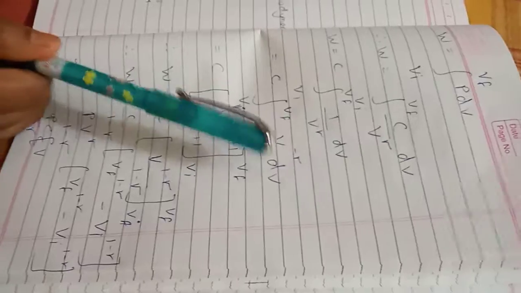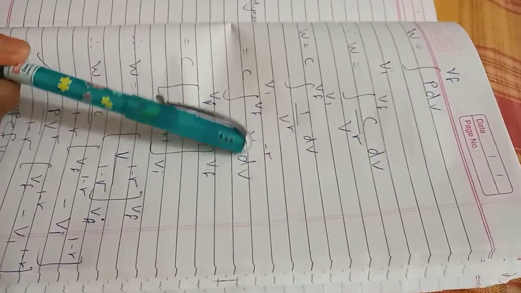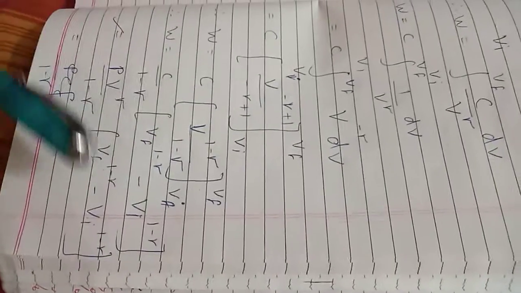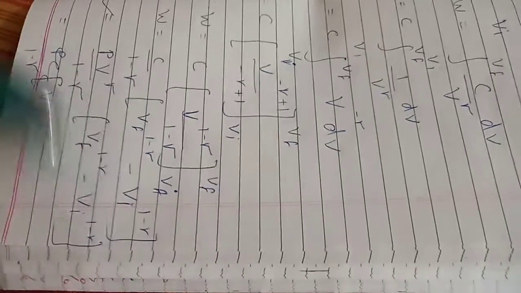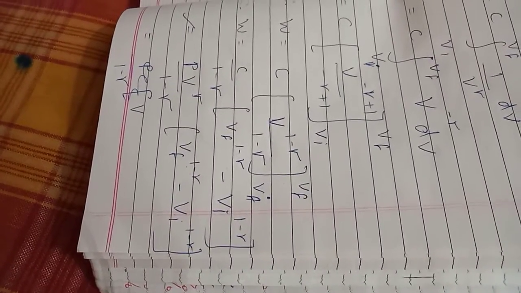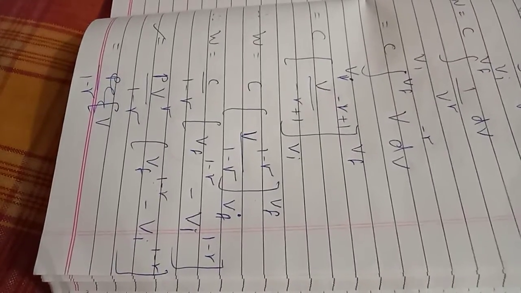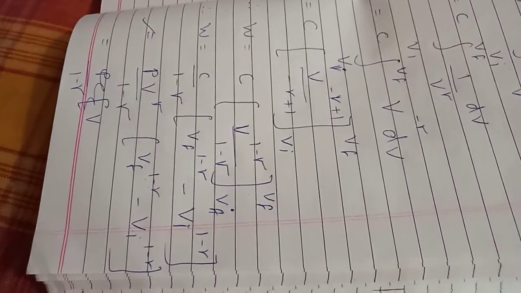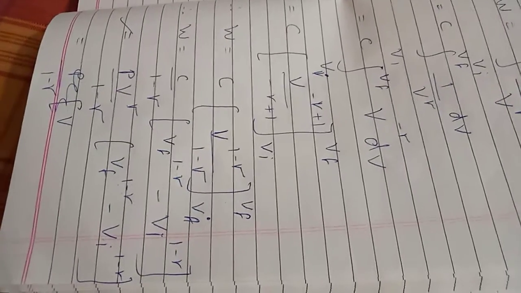dV upon V raised to gamma means V raised to minus gamma plus 1 upon minus gamma plus 1, which is 1 minus gamma upon 1 minus gamma, reverse sign. Final volume minus initial volume divided by 1 minus gamma. That's it. Is it okay here so far? Fine. For today we have to stop. We'll continue with one more thing.